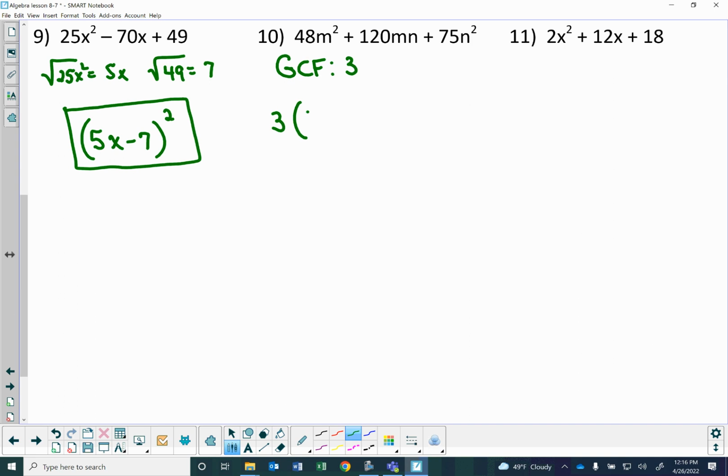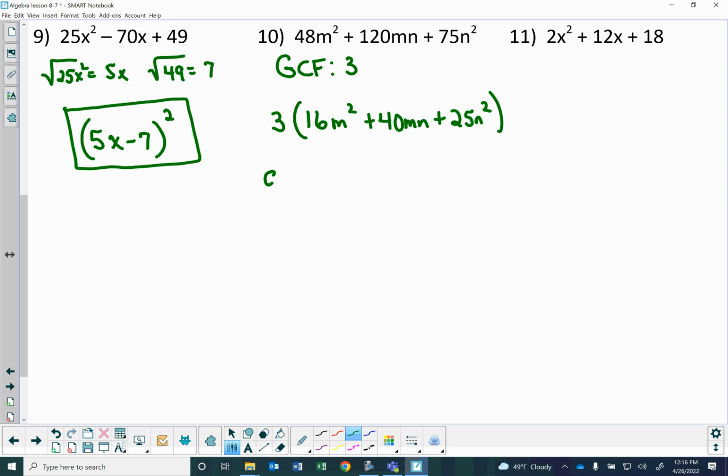48 divided by 3 is 16, so that leaves me with 16m squared. 120 divided by 3 is 40, so that leaves me with 40mn. 75 divided by 3 is 25, so that leaves me with 25n squared. Now my first term's a perfect square and my last term's a perfect square. Square root of 16 is 4, and the square root of 25 is 5. And 4 times 5 is 20, times 2 is 40, so that works.